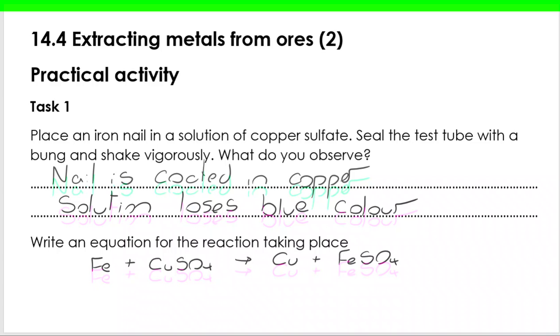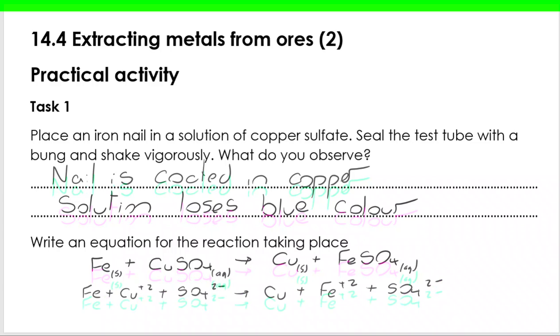So let's put the state symbols in, and remember, in an ionic equation we break down anything that is aqueous and ionic. So I can break my copper sulfate down into Cu2+ and SO4 2-, and my iron sulfate into Fe2+ and SO4 2-. I can now get rid of spectators. I've got SO4 2- on both sides of the equation. I then write it out without the spectators. My ionic equation here is Fe plus Cu2+ goes to Cu plus Fe2+.